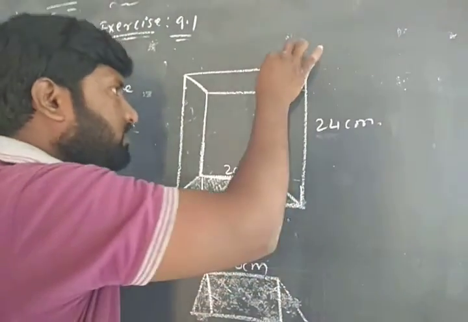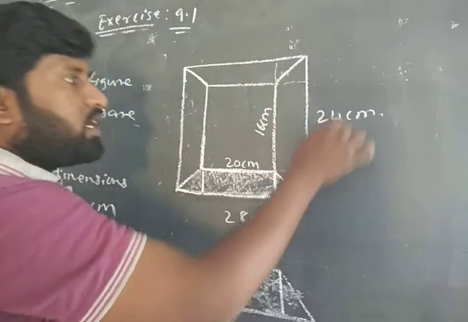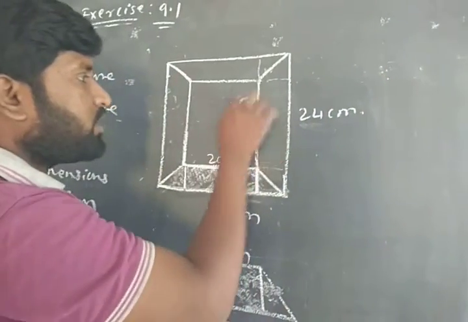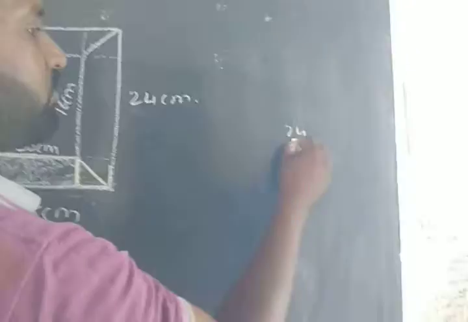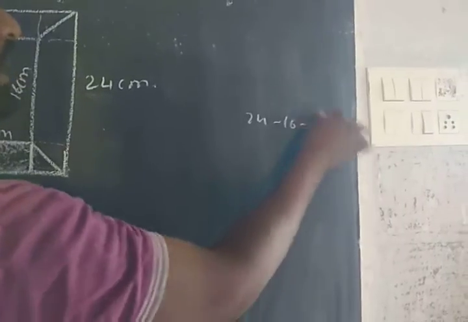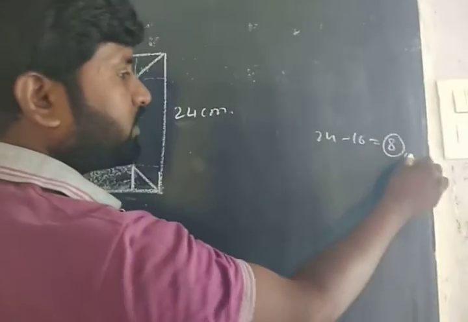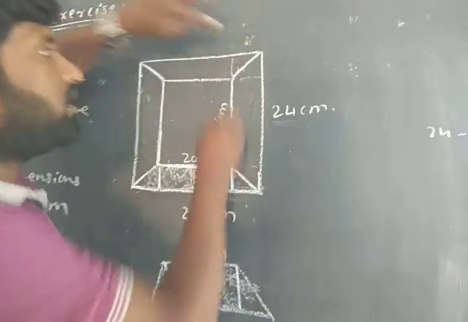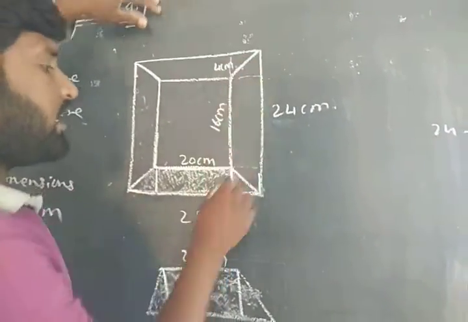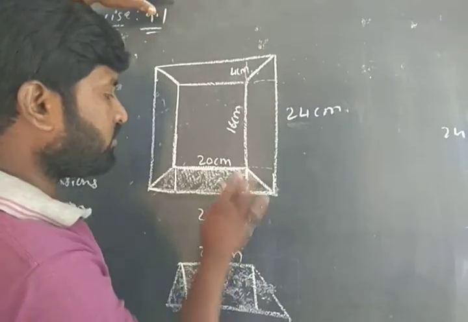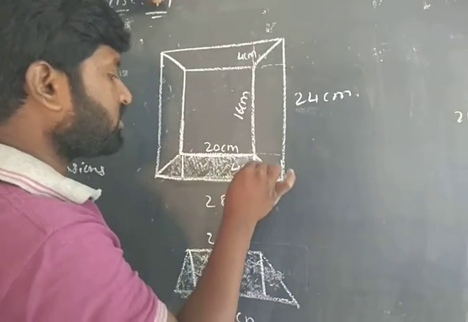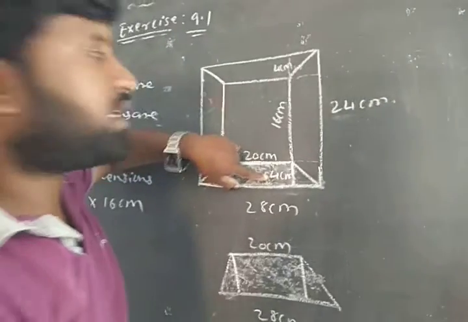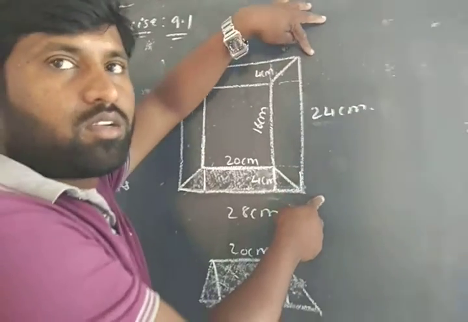So if the widths are the same, how much remains? From 24 centimeters, if we subtract 16 centimeters, we get 24 minus 16 means 8. So we get 8 centimeters. For equal widths, we get here 4 centimeters, and here also the width is 4 centimeters. Then 4 plus 16 is 20, 20 plus 4 is 24. It is equal to the outer dimension.